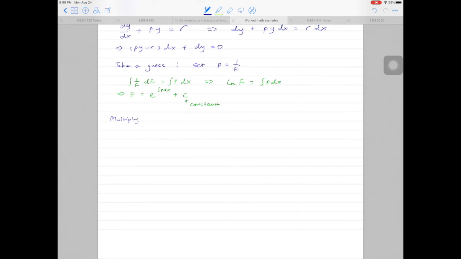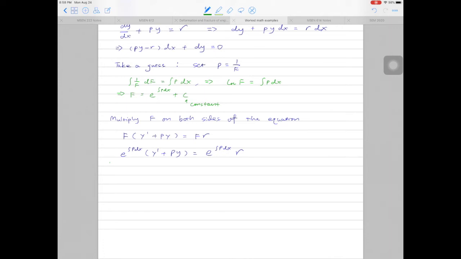Coming back to the original equation, and multiplying f on both sides of the original equation, we will have f multiplied by y' + py equals f multiplied by r. From the writing in green, we can replace f with e to the power of the integral of p dx. Let's not worry about the constant for now. The new expression can be written as follows. Let's pause a little bit and look at this expression. Does this remind you of something?